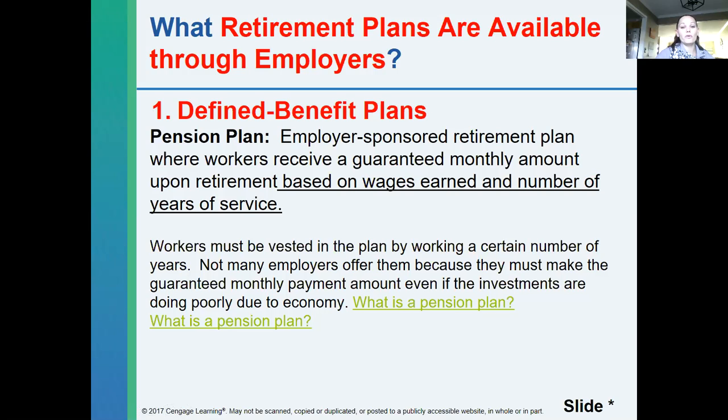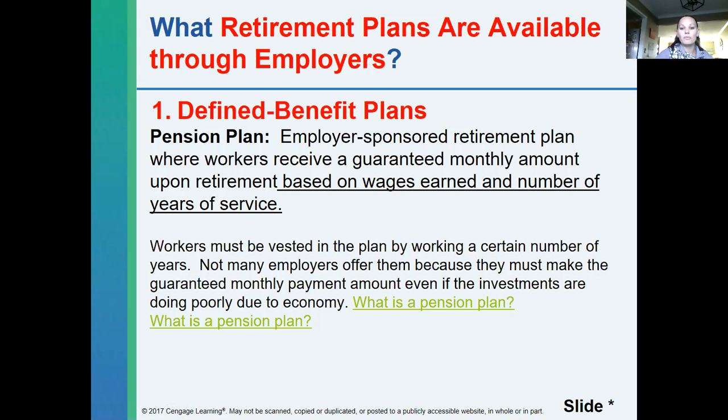Retirement plans available through employers. So there are benefit plans. We talked about this a long time ago, back at the beginning, chapter 2 I think, when we were comparing job offers. One of them was part of the benefit package and looking at the retirement. So part of the retirement could be part of a benefit there.